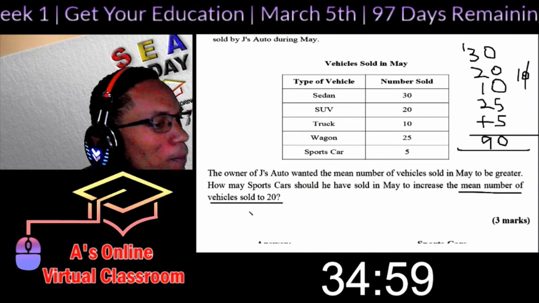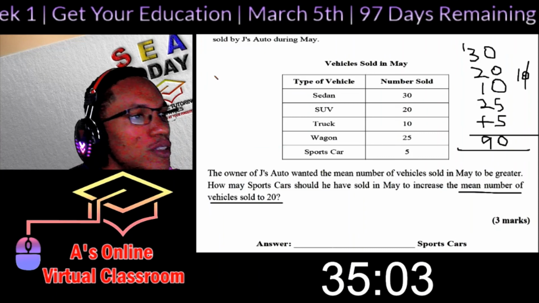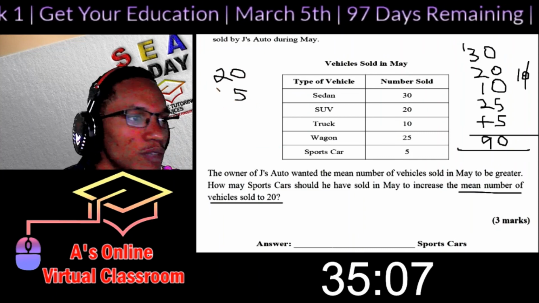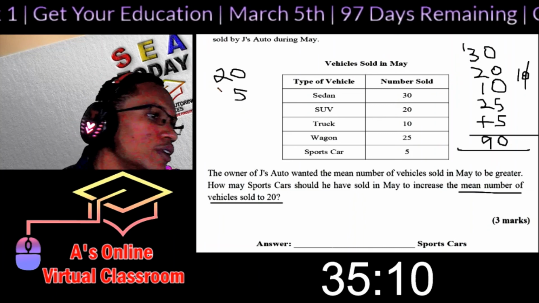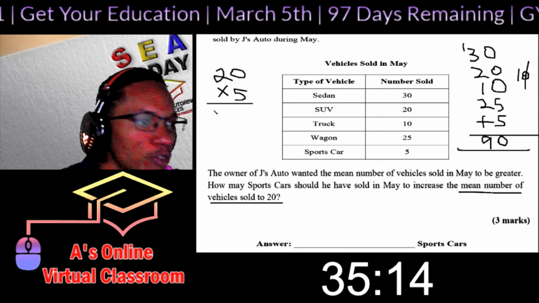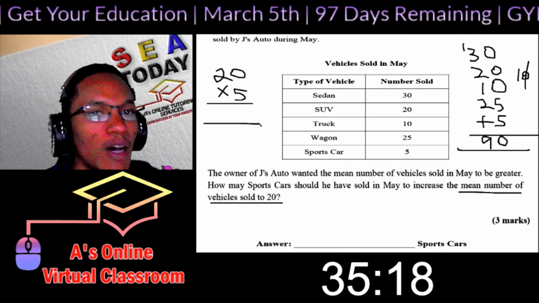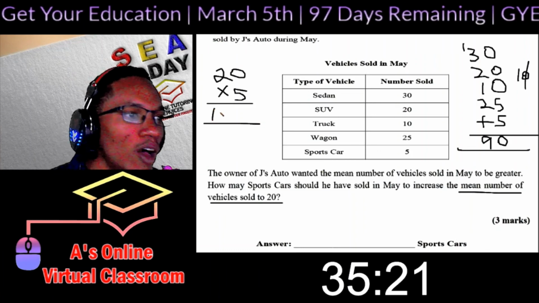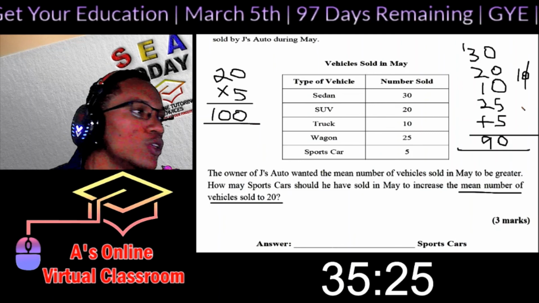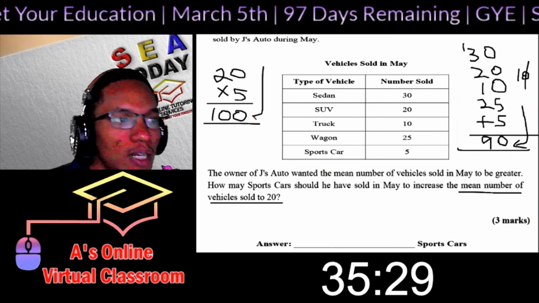And we want the mean to be 20. So if we want the mean to be 20 and it is 5 types of cars we're selling, then we have to multiply this by 5 to figure out what will be the total amount of cars we have to sell in all. And 5 times 20 is 100. So we sold 90 cars when we want to sell 100.